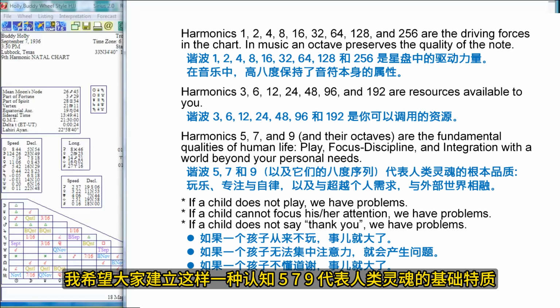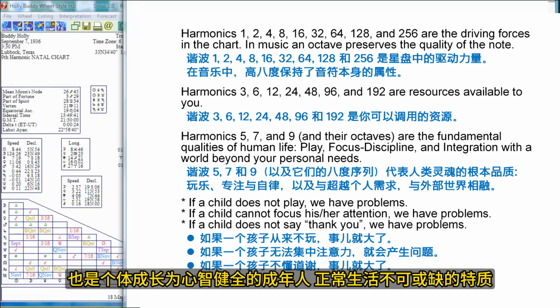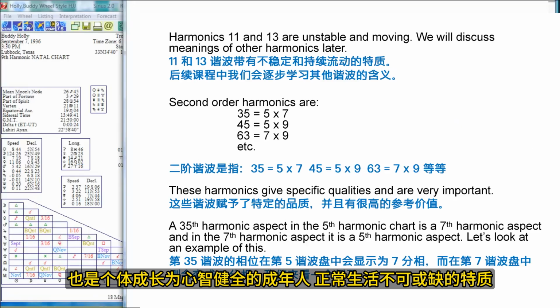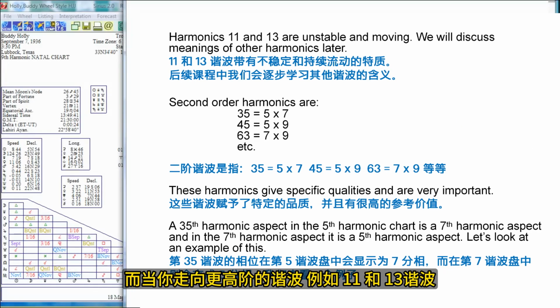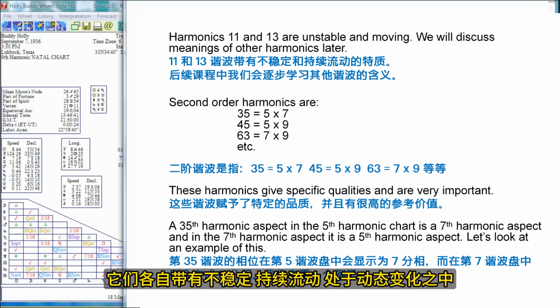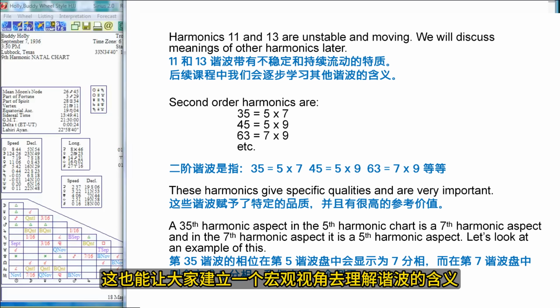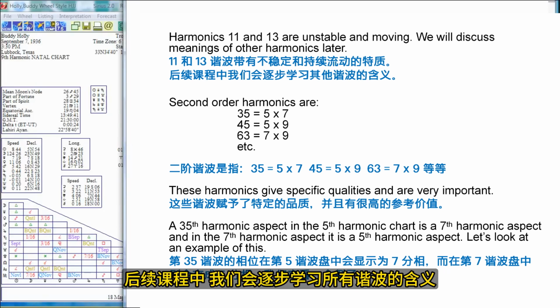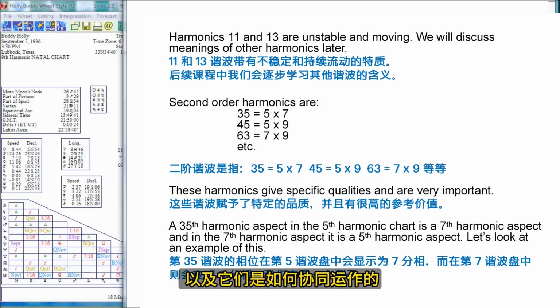That the 5, 7, and 9 are the fundamental important qualities of a person, things that are really important to function in a healthy way as an adult. And then as you go up to higher harmonics, for example, 11 and 13, we're going to see they're both unstable and moving and dynamic in different ways. And so this gives you a perspective on the meanings of the different harmonics. Later on, we'll learn the meanings of all the harmonics, how they work together.